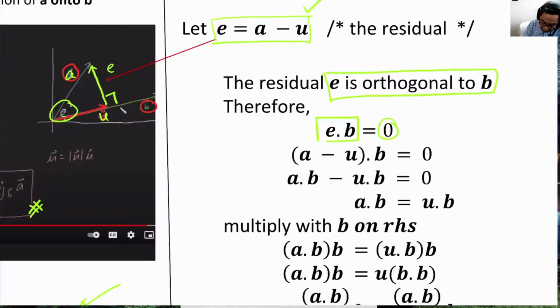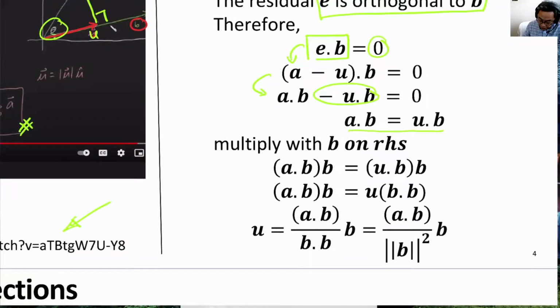We substitute E with what we defined as E, which is A minus U, and we can open up the brackets. We then move minus U dot B to the right hand side, and A dot B equals U dot B. We now post multiply both sides by the B vector, remembering that these are nothing but scalars. A dot B is a scalar, U dot B is a scalar. So we have just multiplied a scalar with the vector B.